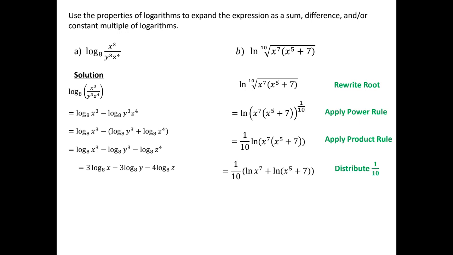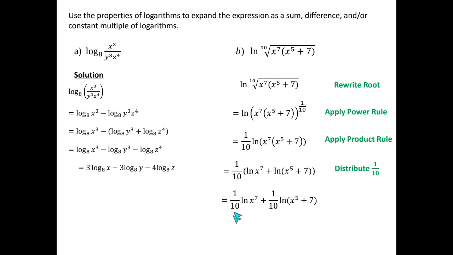And we're going to end up with 1/10 natural log of x to the 7th plus 1/10 natural log of x to the 5th plus 7. And that would be your expanded form. Notice that you had one natural log, now you have more than one natural log.